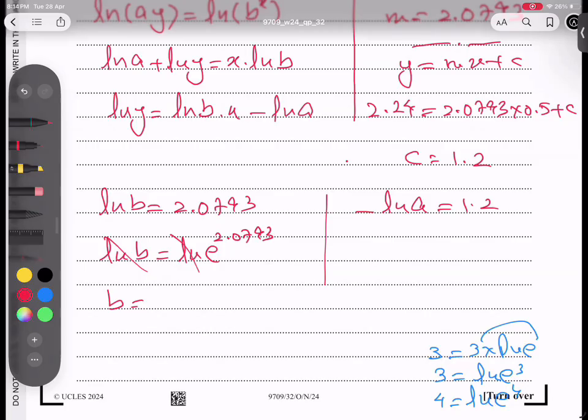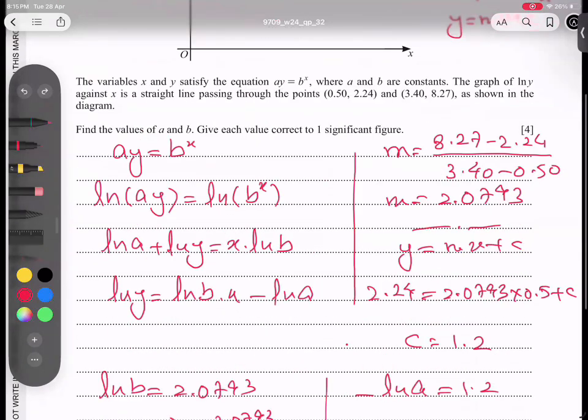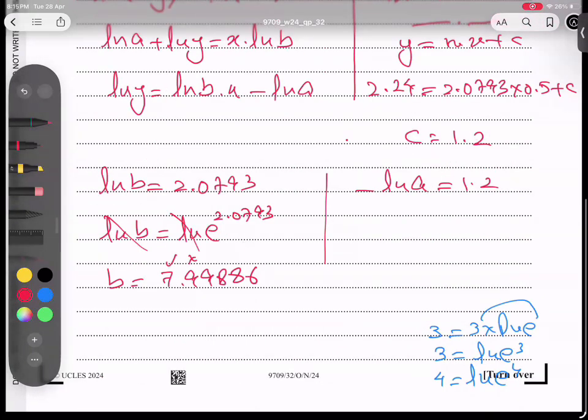So I'm typing now in the calculator, e to power 2.0793. And if we check it, it is coming approximately 7.99886. And it said to give 1 SF, so B becomes 8.